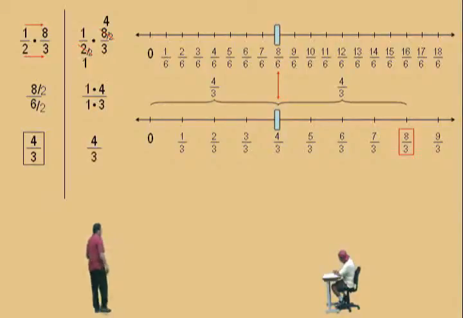And 1 times 3? 3. And we get 4/3. So we're going to do a lot of those problems in the next part 2 video. All right, Charlie, let's move on now.